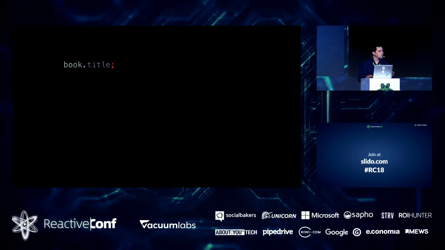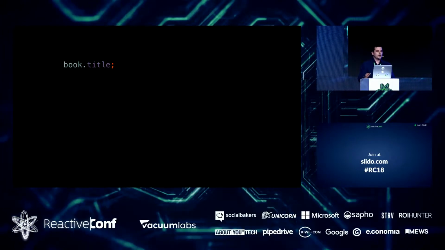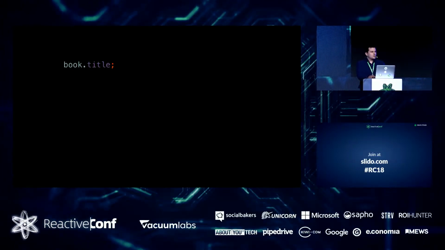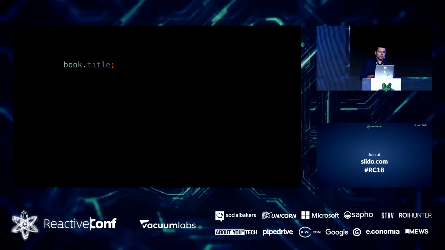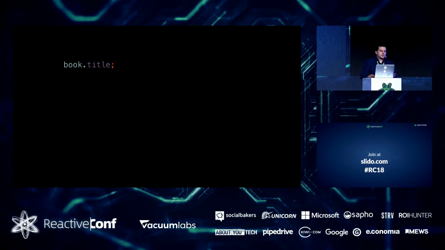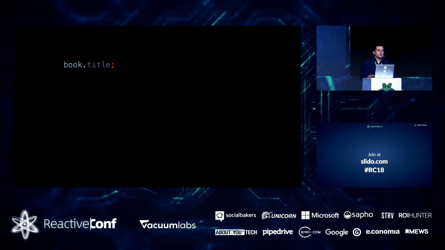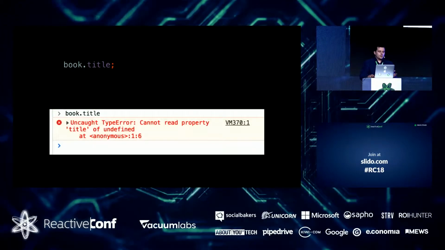Very basic example. Say we have a book, and we want to get the title from this book. It's just one line of code, but so many things could go wrong. The server could not respond, or we can run this code before we get the server response, or it could be 100 other reasons.